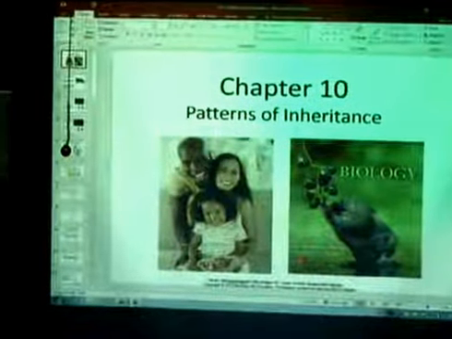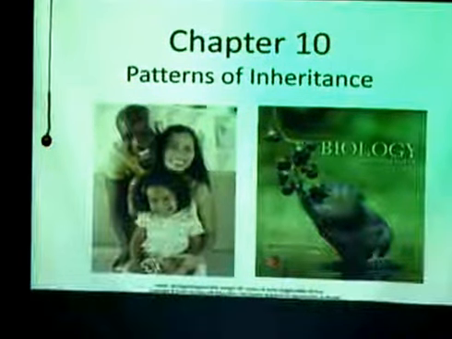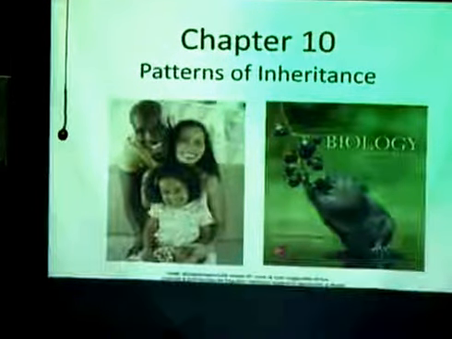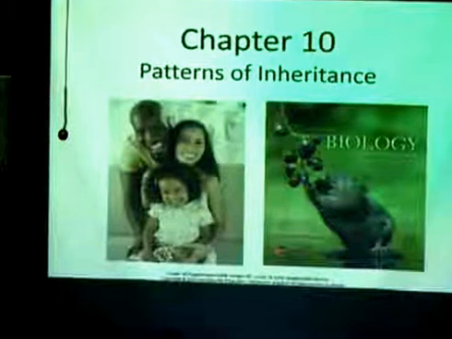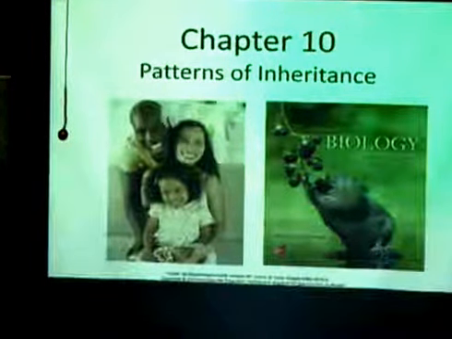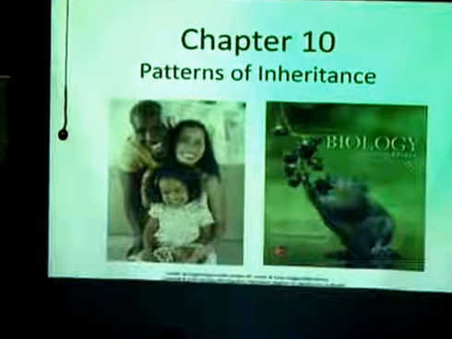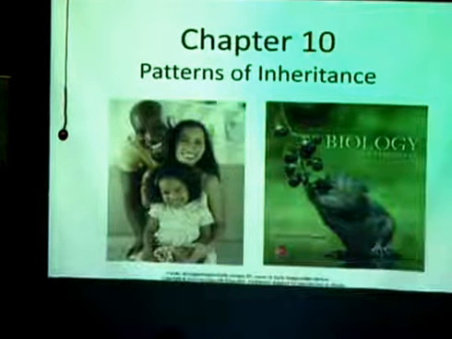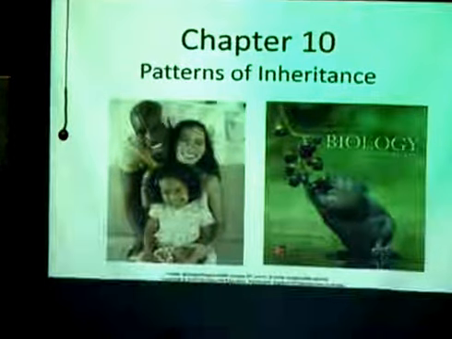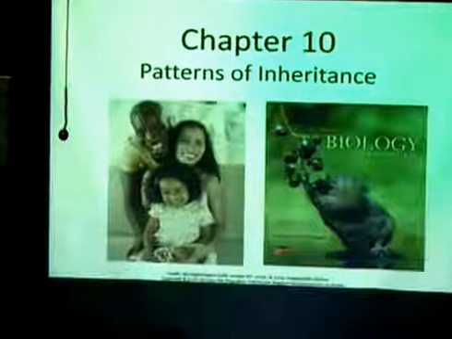Alright, so last chapter we learned about how things are passed from parents to their offspring. The process that we learned is meiosis, which results in gamete formation. So gametes are formed through meiosis, which is also called reductional division. In reductional division, the cells produce gametes: eggs and sperm cells, and in the case of plants, pollen.